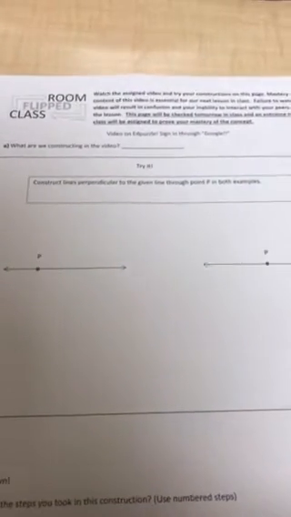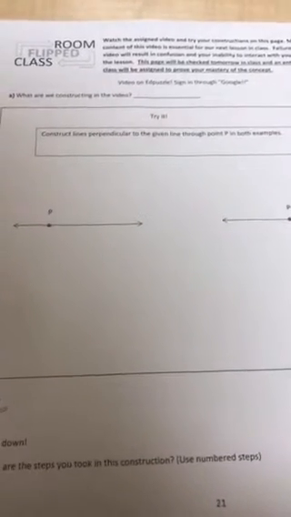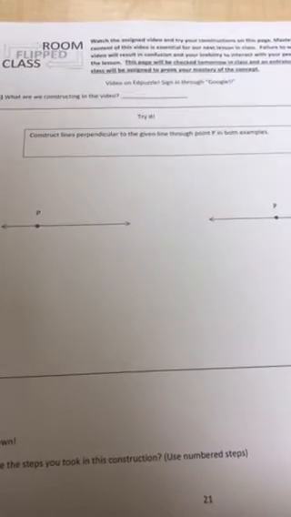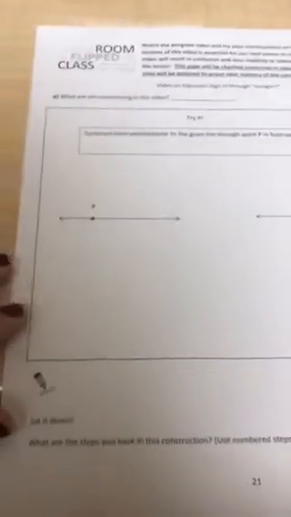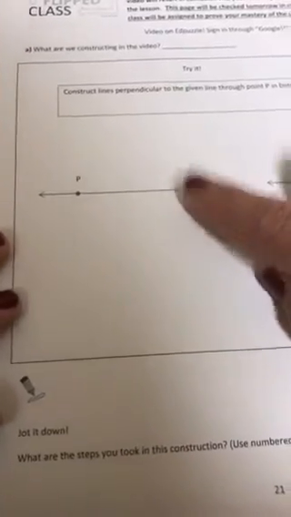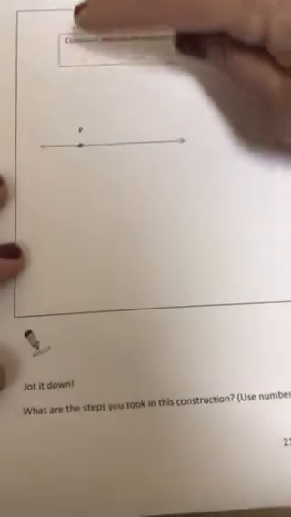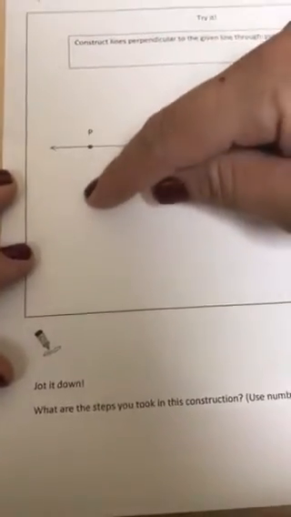Hello. I'm going to demonstrate how to construct lines perpendicular to a given line through point P, one particular point. So let's take a look at the first example here. I have my line and I have the point on the line, and I'd like to construct a line that is perpendicular to the given line, but it has to go through point P.